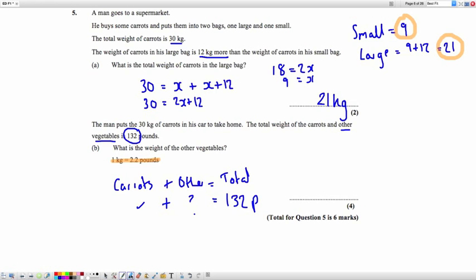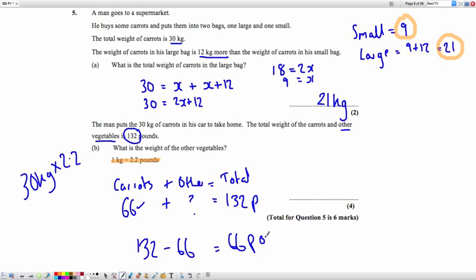So we're told that he puts in 30 kg, so 1 kg equals 2.2 pounds, so we're going to multiply 30 by 2.2, which gives us 66. So the carrots weigh 66 pounds. To find the weight of the other vegetables, we do 132 subtract 66, which gives us as well 66 pounds. So this here is the final answer for the weight of the other vegetables.